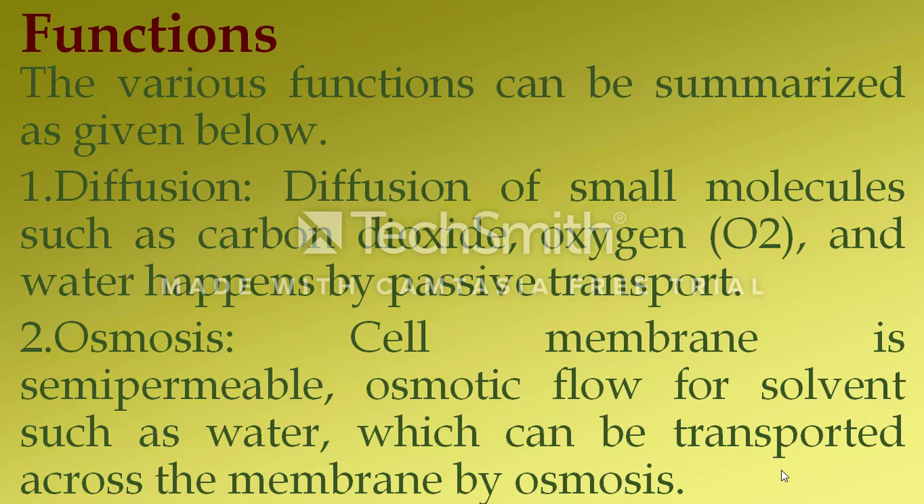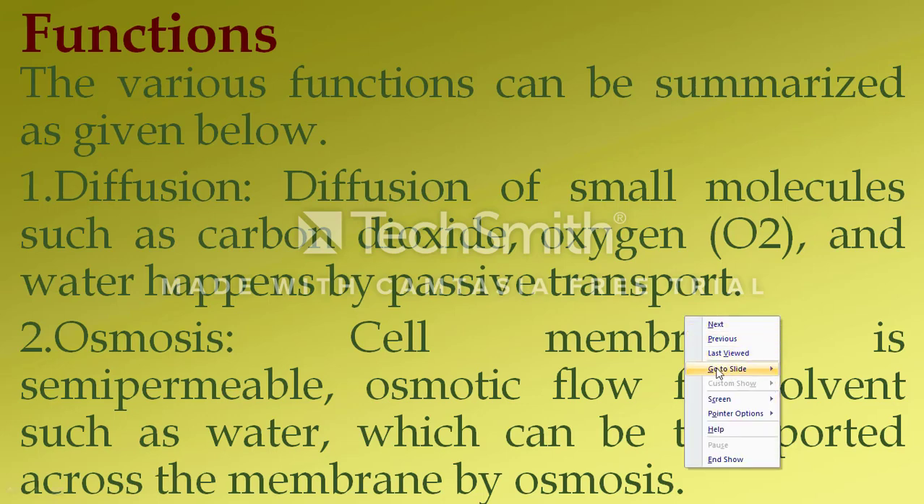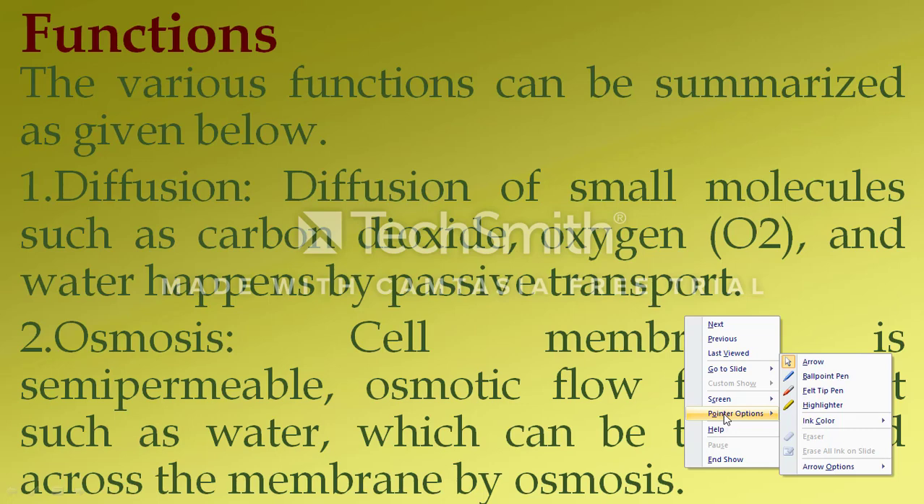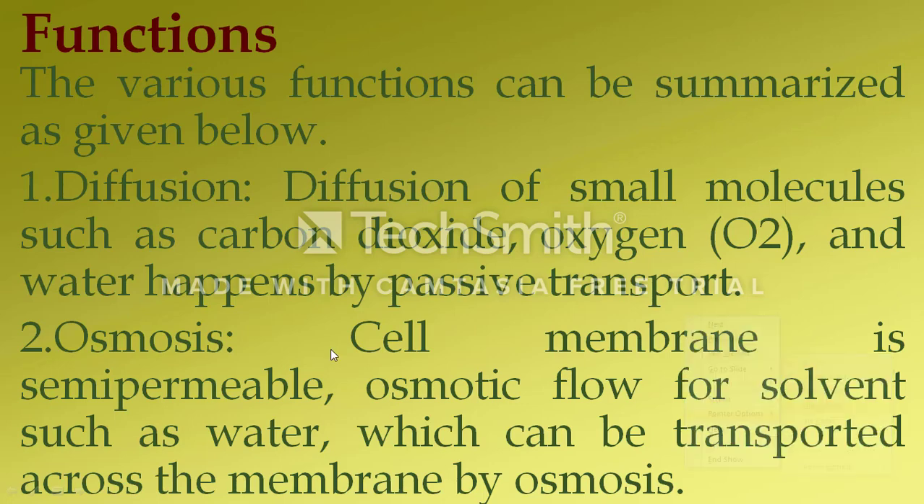Here in diffusion, the small molecules such as carbon dioxide, oxygen and water happen by passive transport from their higher concentration to the lower concentration without expenditure of energy. So that's why it is called passive transport. Next comes osmosis.